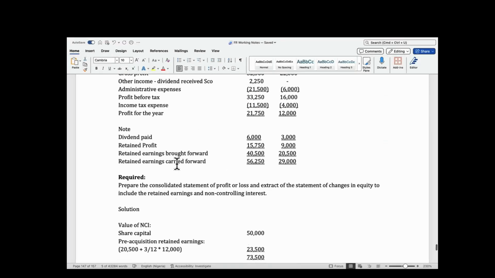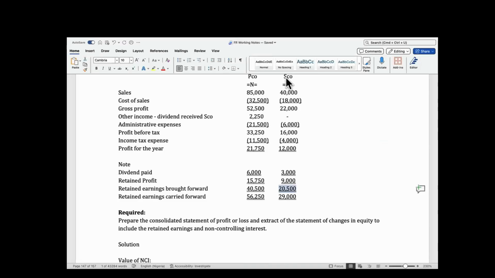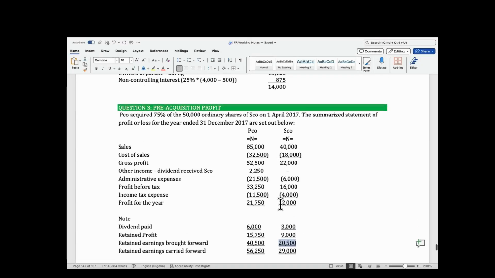Then the pre-acquisition retained earnings of the subsidiary is 20,500. In addition to this 20,500, is there any other pre-acquisition profit? Yes, there is. Because of this 12,000 profit for the year, 3 months of it is pre-acquisition, because we only acquired the subsidiary in April. So the profit of January to March is pre-acquisition profit. We need to do 3/12 of this 12,000, which is 3,000.